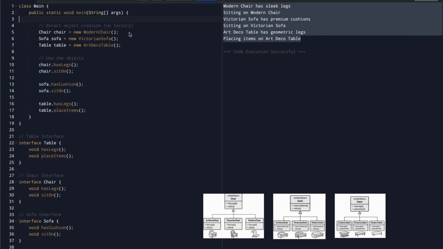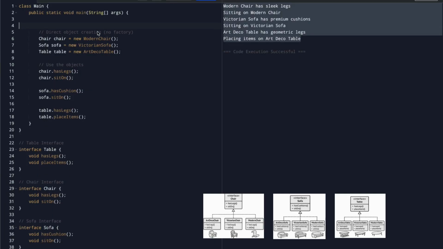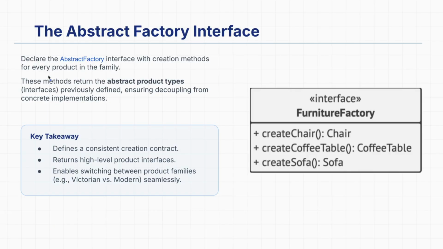Now, one important thing to notice here is that we are directly instantiating concrete classes like modern chair or Victorian sofa. But ideally, we don't want the client to deal with these concrete classes directly. Instead, the client should only specify what type of furniture they want, whether it's modern, Victorian, or Art Deco. And based on that input, we should provide a complete set of related objects, that is, the chair, sofa, and table, all belonging to the same family. With further steps, we'll be able to accomplish that. Now let's move to step 2.